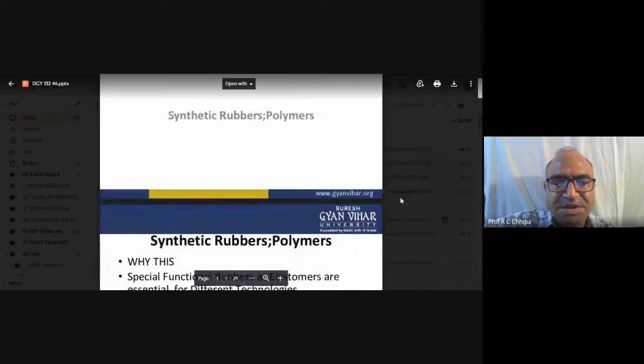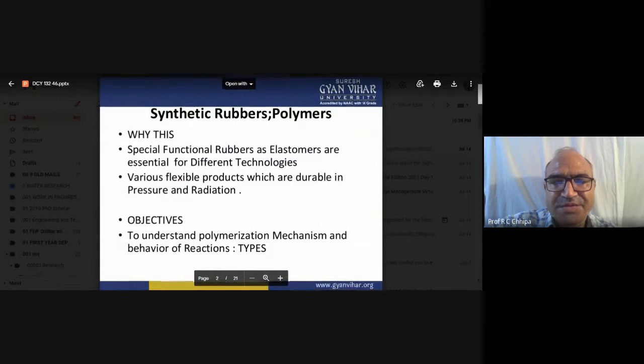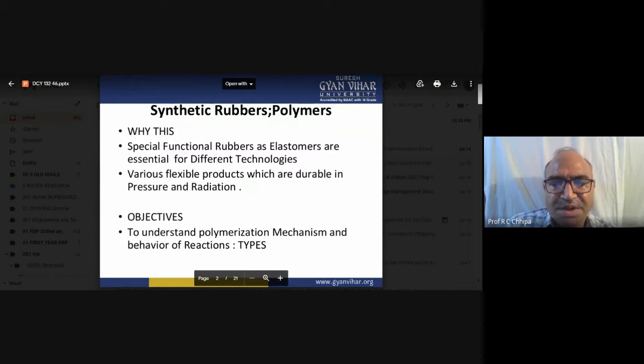So first of all, why this presentation? Rubbers and elastomers are essential for different technologies. A number of elastomers are used, for example, in vacuum technology. Tightness itself is because of the gasket, so we have to use elastomers and rubber, and those may be at high temperature or high pressure. At that high temperature and pressure, the elastomers remain there.